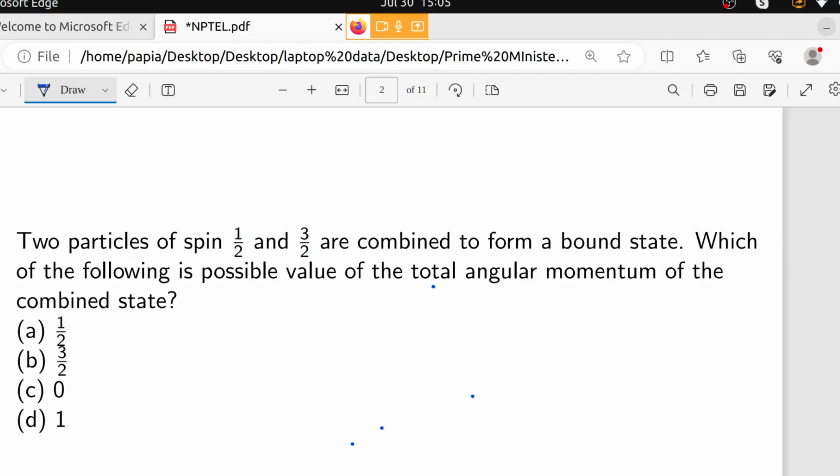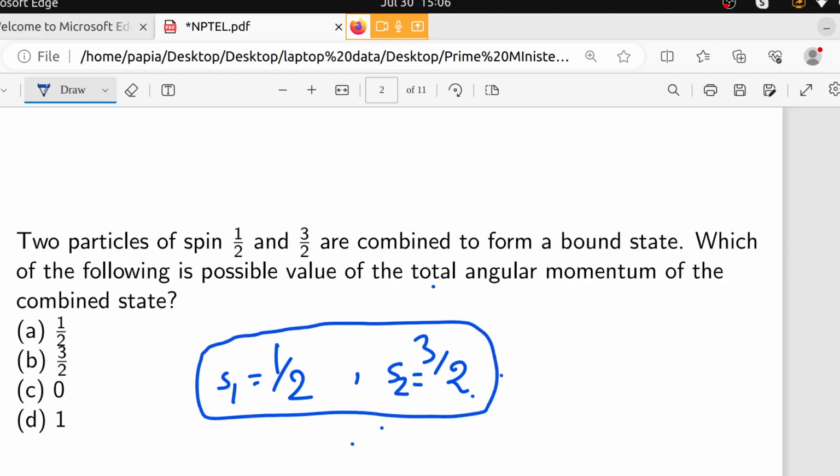There are 2 particles, one with spin half and another with spin 3/2. Let's say I am writing here S1 equals 1/2 and S2 equals 3/2. These 2 are combined to make a bound state. They are asking which is the possible value of the total angular momentum of the combined state. If you have even a little idea about quantum mechanics, the combined total angular momentum can have values from mod of S1 minus S2 to mod of S1 plus S2 in steps of 1.